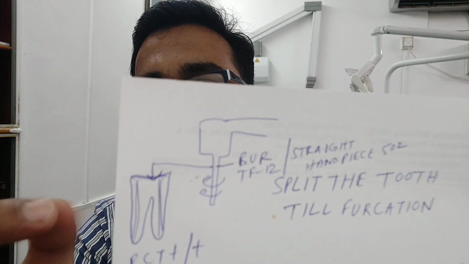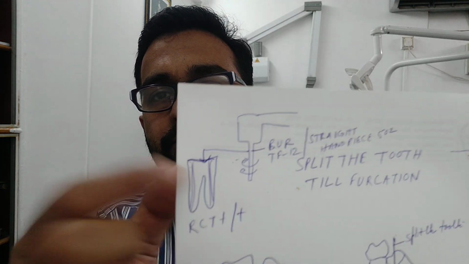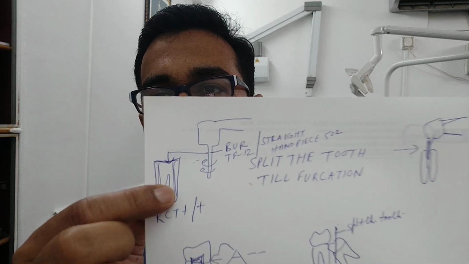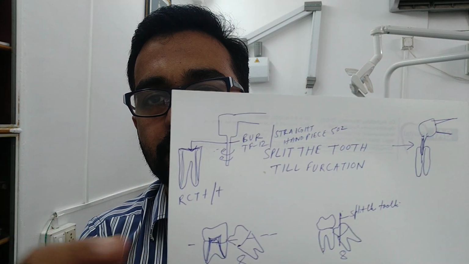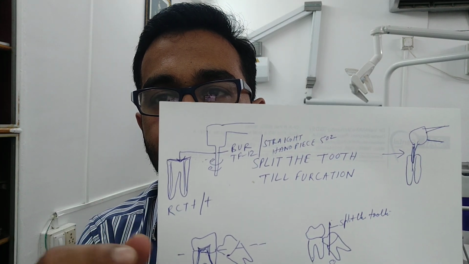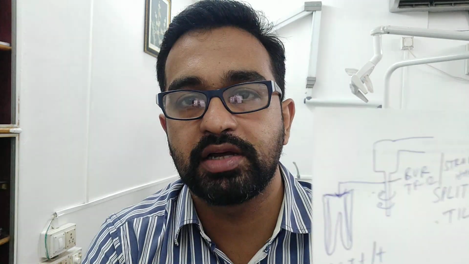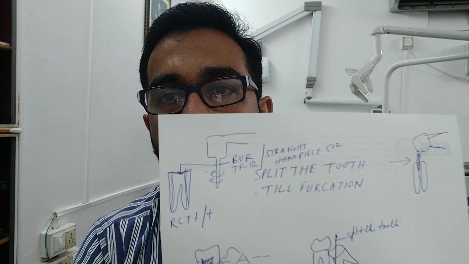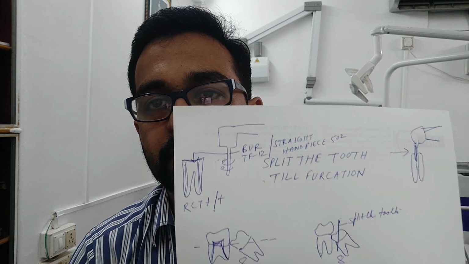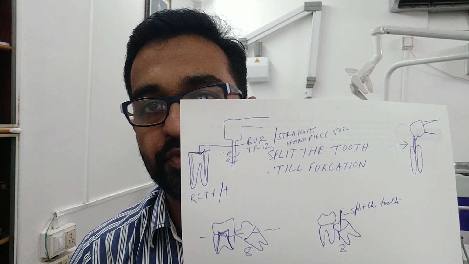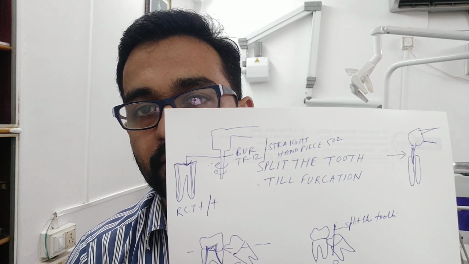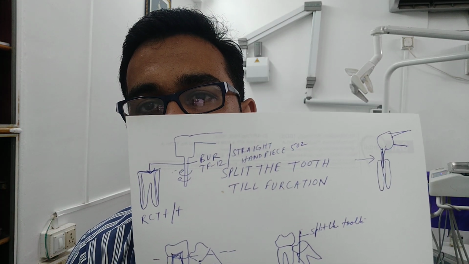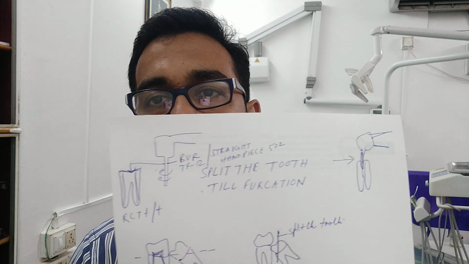Now you can see here, this is a rough diagram. This is an RCT treated tooth. Everybody can see this. Okay, where did the camera go? Yes, this is an RCT treated tooth and it has broken from this side. Now what I have drawn here is an air rotor and there's a burr which is fixed here. The burr is rotating like this. Now you can see how you have to do it.